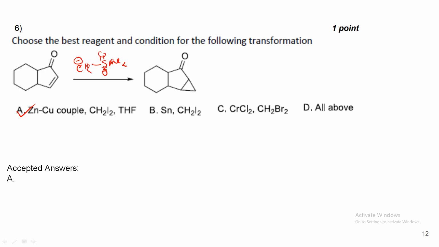So for this case it is easier. No chiral version is there. Just zinc-copper couple and CH2I2 in THF media. So this particular reaction would be happening, and this 3-membered ring would be formed. So the answer would be A.